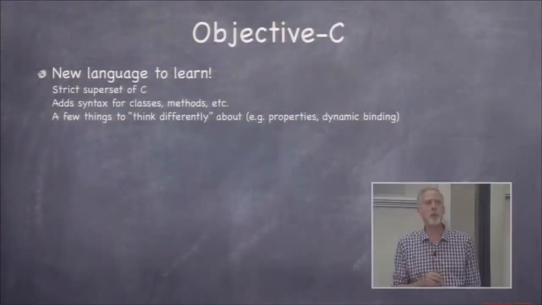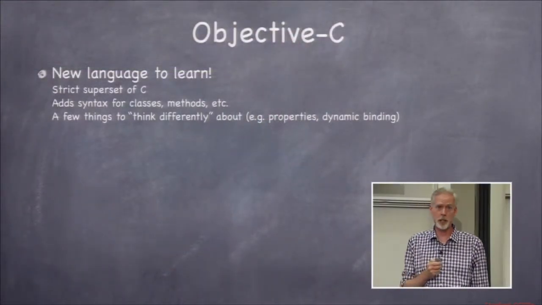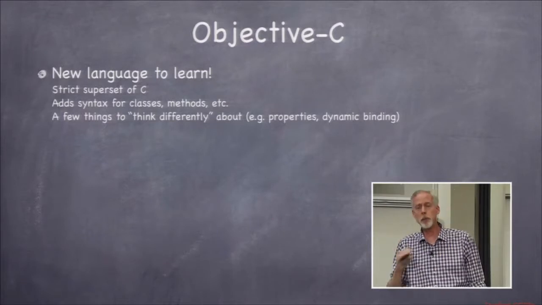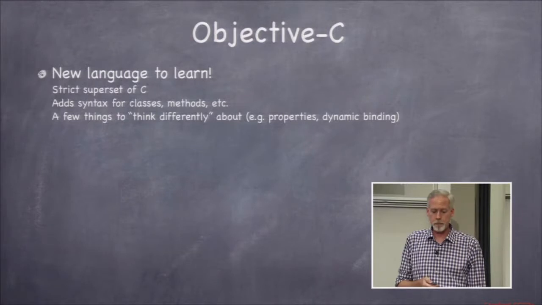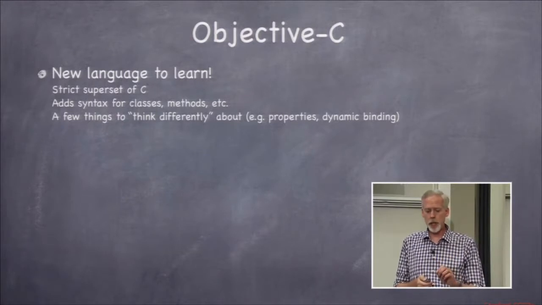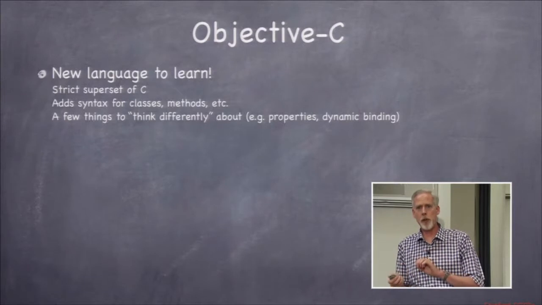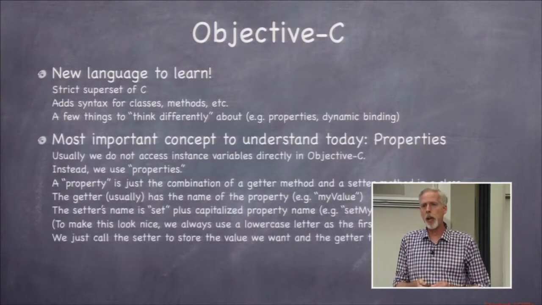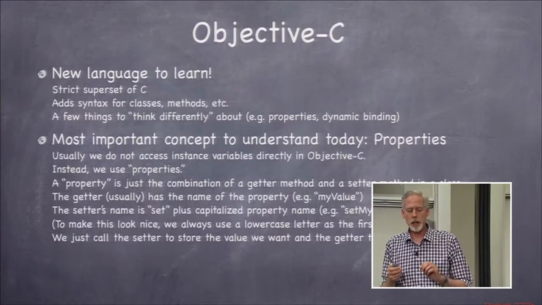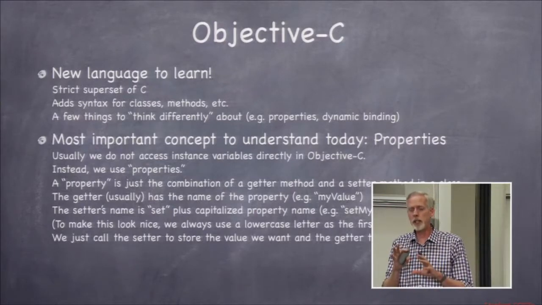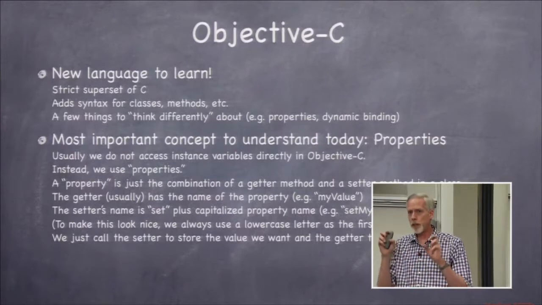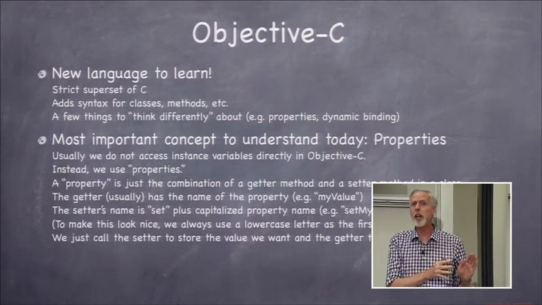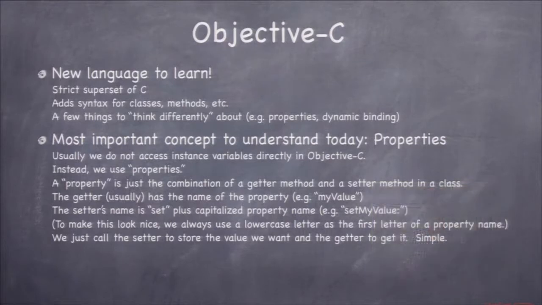No questions about that? All right, on to Objective-C. So Objective-C is a strict superset of C. So everything you can do in C, you can do in Objective-C. And we'll do a lot of C things in this class. We'll do a lot of object-oriented stuff too, but we're going to be doing a lot of C things as well. But there's obviously a few things that you want to think differently about because you have object-oriented stuff added onto a language. And we're going to talk about one of them today. In addition to showing you a little bit of the syntax, we're going to talk about one of these think-differently things about Objective-C that's different than C++ or Java, which is properties.